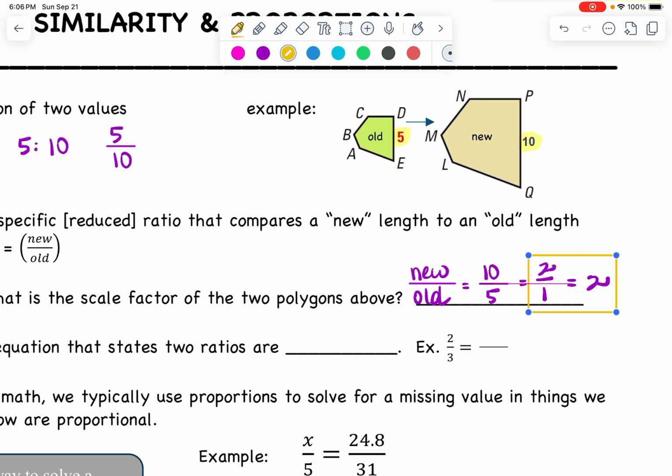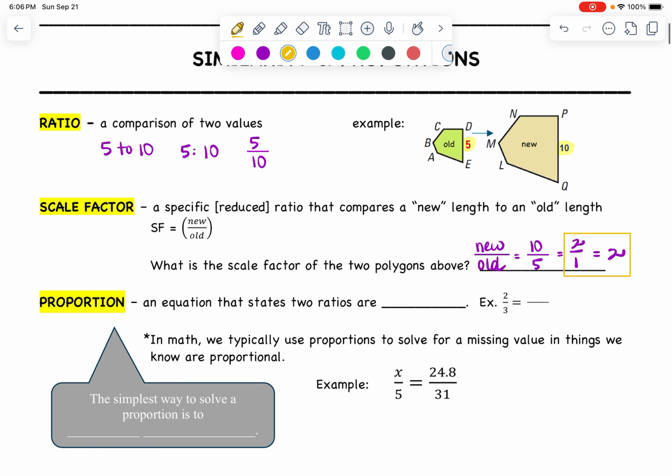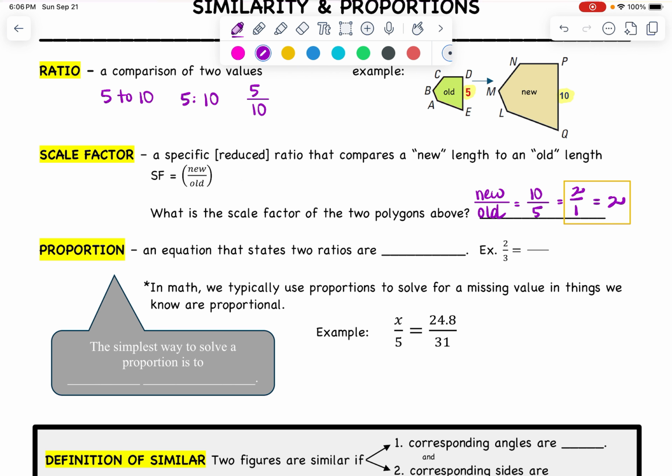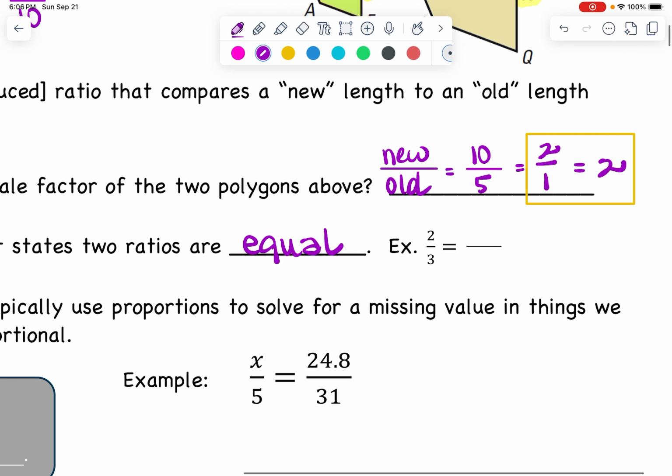But if it just asks for the ratio, like, hey, compare any two sides you want, then 5 to 10, 10 to 5, who cares? But if it specifically asks for the scale factor, it has to be new compared to the old. So just be really careful with that. We'll be talking a lot more about scale factor later on in the unit as well. Okay. All right. A proportion is an equation that states two ratios are equal to one another. So 2/3, for example, equals, well, let's see.